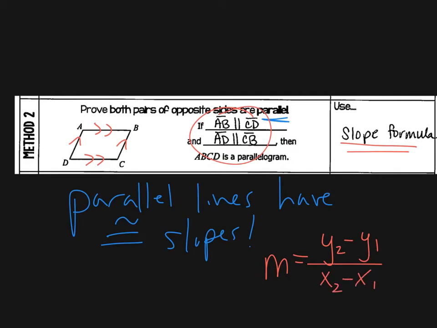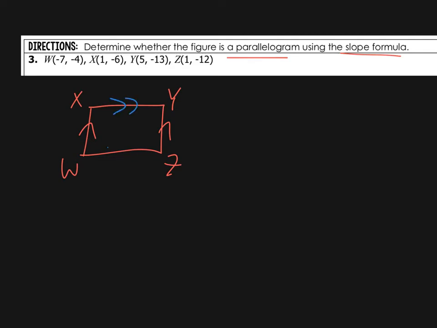Now, after having worked the distance formula so many times, the slope formula should feel like a break. Again, let's put this into action. Determine whether the figure is a parallelogram using the slope formula. First things first, let's draw it out and label it. We have W, X, Y, Z. I want to show that these sides are parallel, and I also want to show that XY and WZ are parallel. So, let's get on with it.